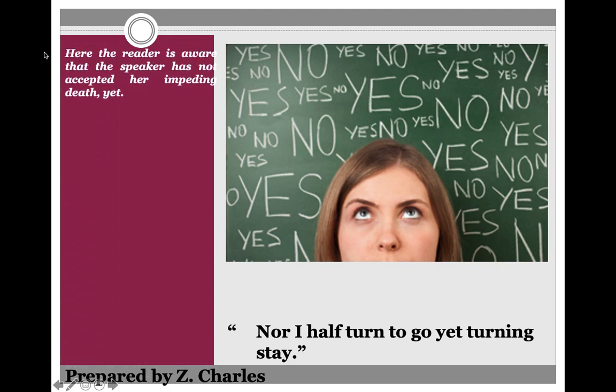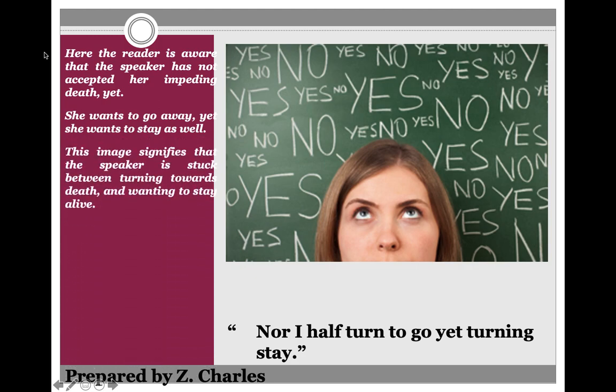Here the reader is aware that the speaker has not accepted her impending death yet, right? So I don't think anybody would want to die, even though it is inevitable, unless you're in severe pain. However, she's kind of conflicted here in these lines. She wants to go, yet she wants to stay as well. Right? The image signifies that the speaker is stuck between turning towards death and wanting to stay alive, right? So half turn. So she wants to accept that she's dying, but she wants to stay, right? So she's like in between, perhaps in limbo, if you want to look at it like that.